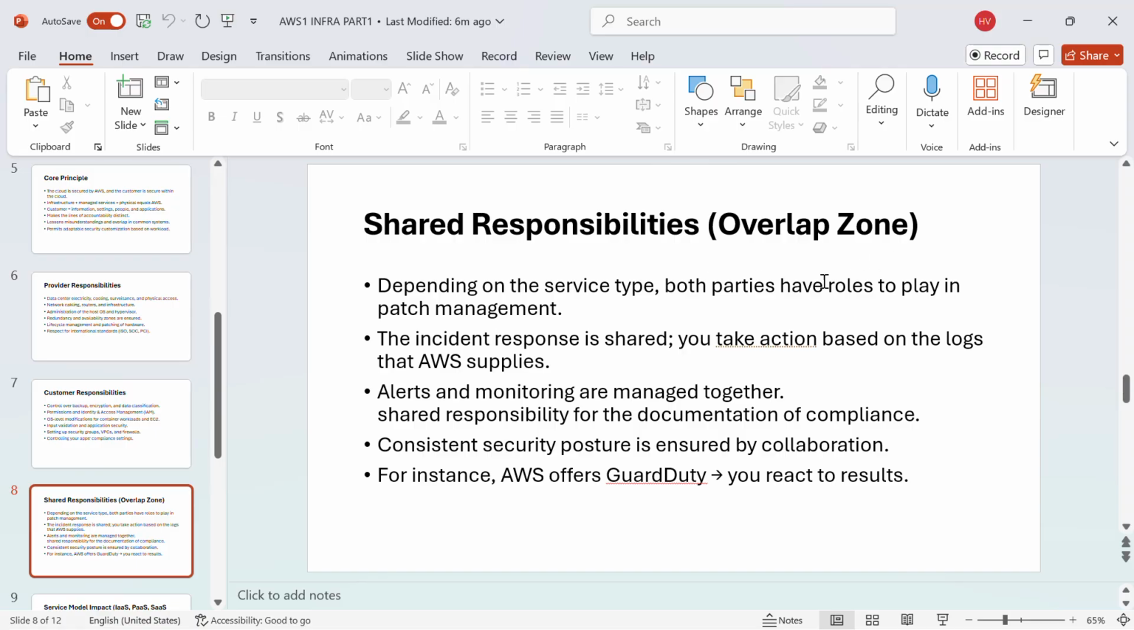Shared responsibility overlap zone. Depending on the service type, both parties have roles to play in patch management. Incident response is shared. You take action based on the logs that AWS supplies. Alerts and monitoring are managed together. Compliance documentation is a shared responsibility. Collaboration ensures a consistent security posture. For instance, AWS offers GuardDuty, and you react to the results.